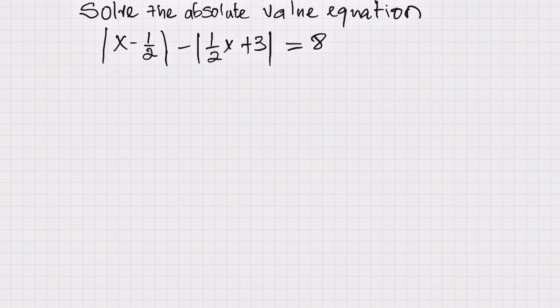Today we have another interesting problem. It is an absolute value inequality. Let's get right into it. Let's see how we solve this. Let's say the absolute value of x minus a half minus the absolute value of half x plus 3 is equal to 8. So how can we solve this problem?